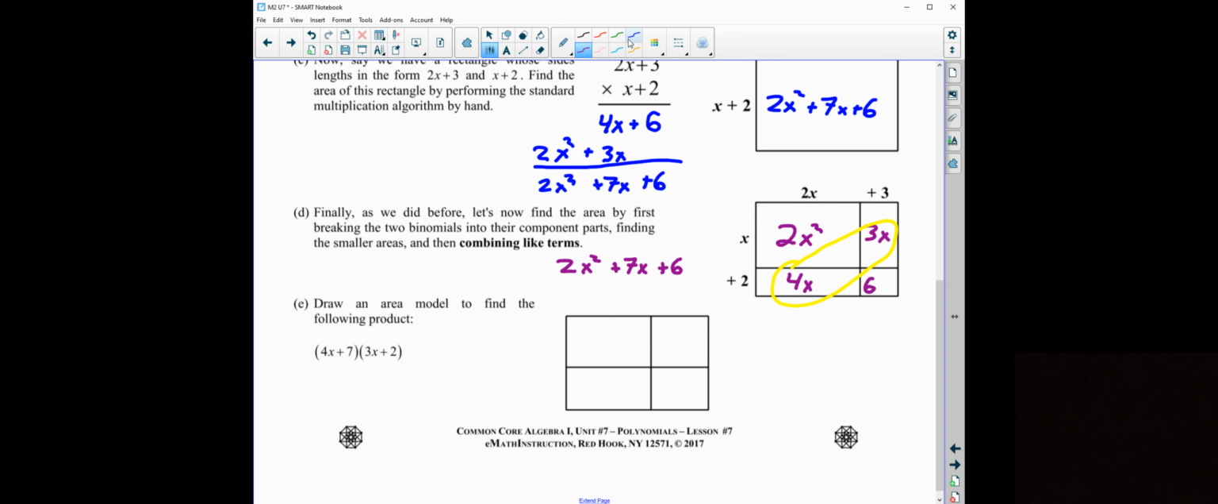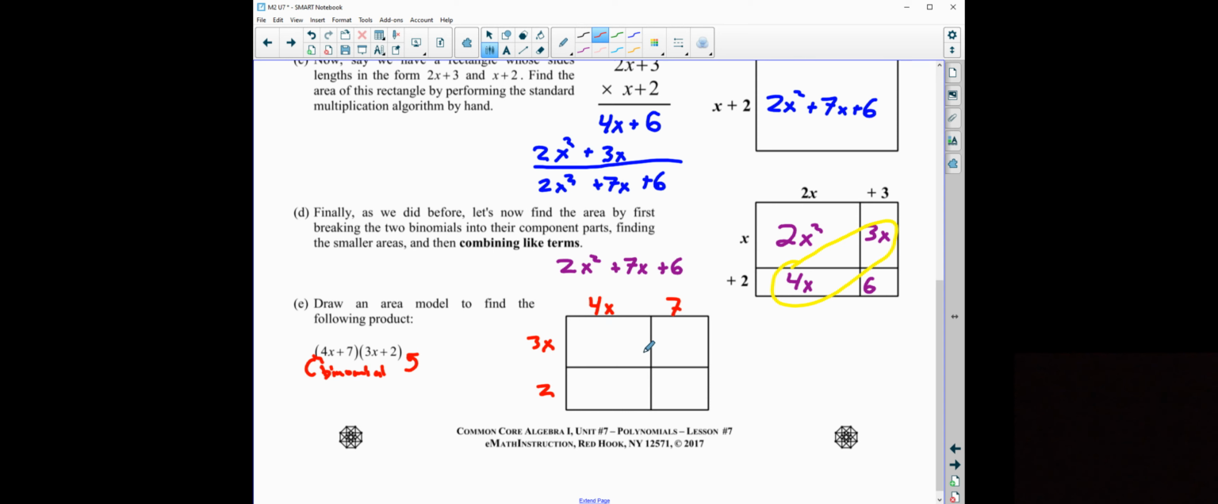Let's try one without all those intermediate steps. Let's just take a look at this. I'm multiplying this, notice that this is a binomial. As a matter of fact, they're both binomials, right? That's a binomial, and that's a binomial. I'm multiplying two binomials. I'm going to split it up. 4x plus 7, I'm going to put that at the top. There's my 4x. There's my 7. 3x plus 2, I've got a 3x, and I've got a 2.